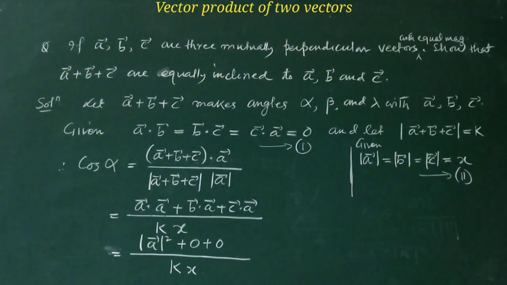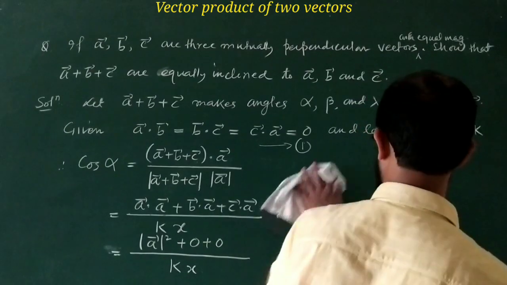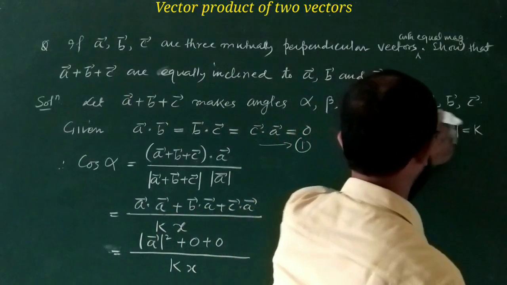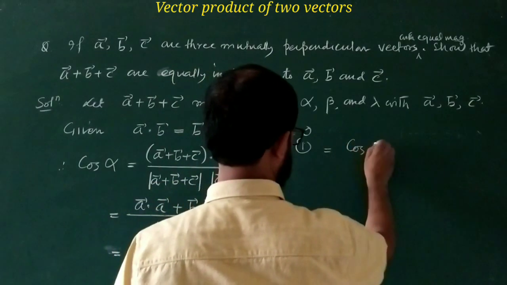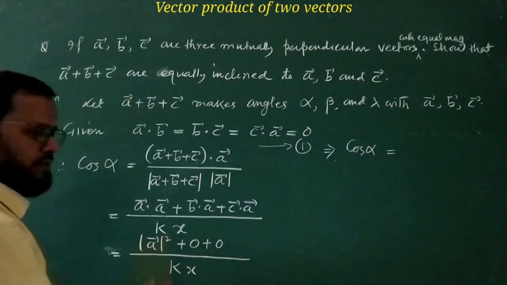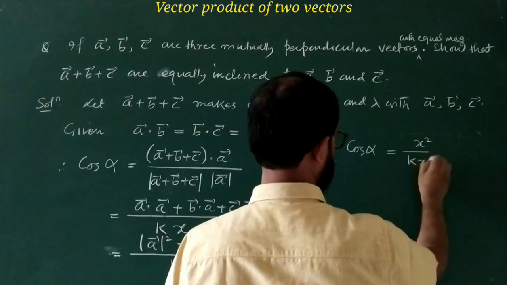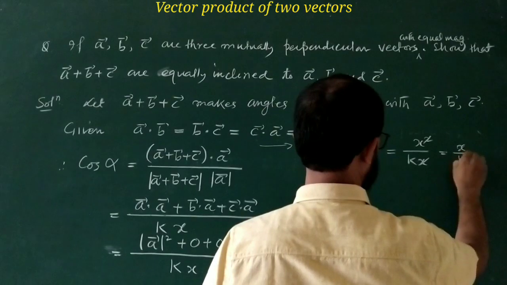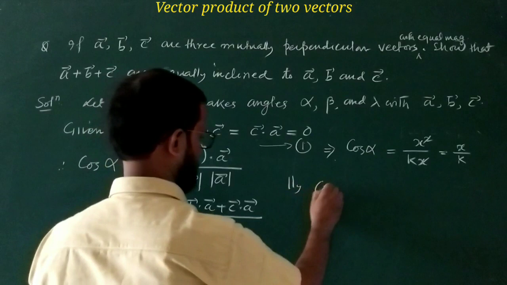Now you see, from here you can write cos alpha is equal to, finally what we can write, this magnitude of a whole square means what? X square. So x square by kx. So you cancel it. It will be x by k. Similarly, cos beta क्या होगा?